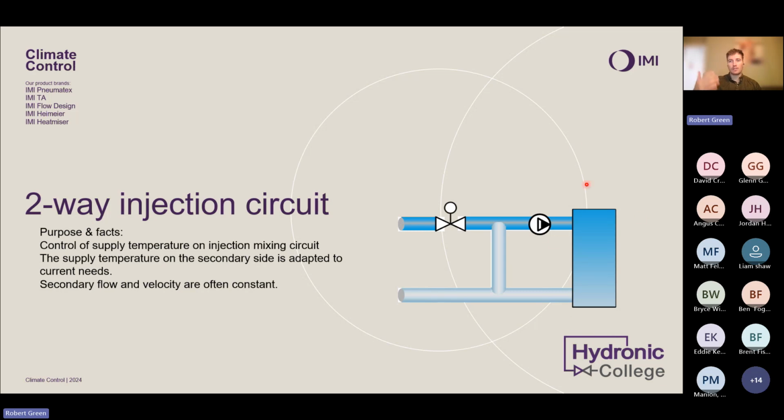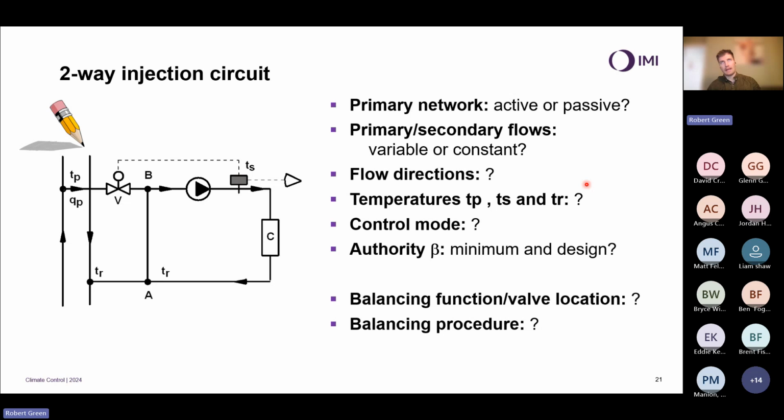So my flow, my velocity in my coil is constant. So my heat transfer is a lot more constant in there. So we get a lot higher level of control, particularly at lower loads. So that's one of the main reasons these are used for things like air handling units, where we want to have a higher level of control than something like a fan coil. With the downside of you do need to provide a secondary pump. So we're going to ask my same questions again: active or passive primary, variable or constant flows, what's my flow direction, what are my temperatures, what control mode, so on and so forth. But let's have a look at it in some detail.